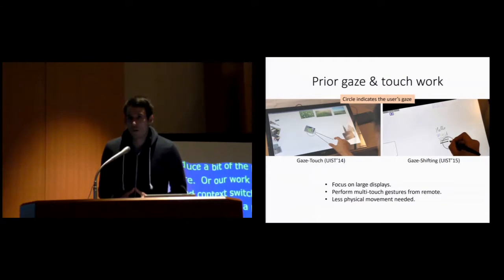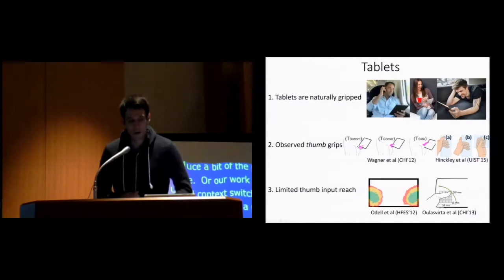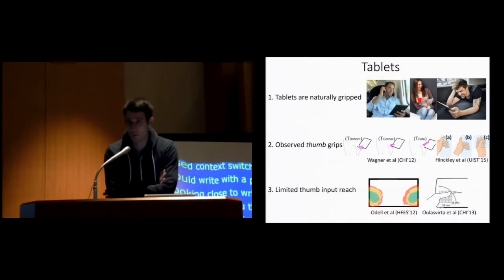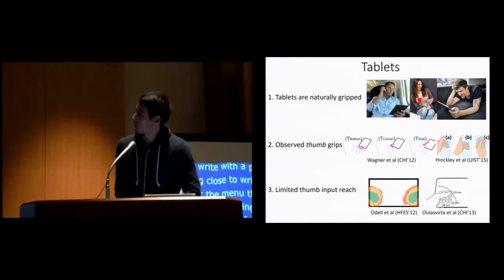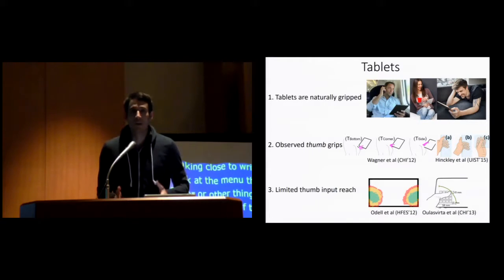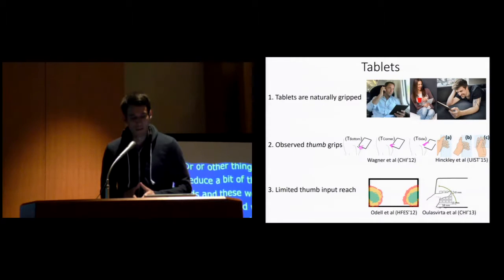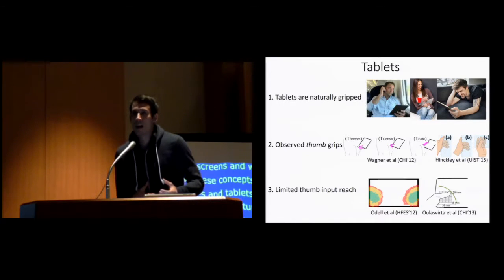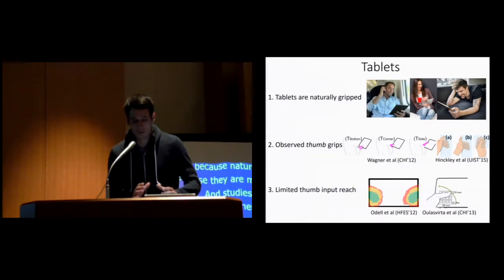And these works all focused on large screens. And we wanted to look at how these concepts apply to tablet devices. Tablets are a bit different because naturally, users grip tablets because they are mobile and you hold them. Studies observe different kinds of grips, and one of the more common ones are those grips where you hold them with a non-dominant hand, and you can still use your thumb for supportive touch interaction. However, the thumb is kind of limited in reach because you can only reach as far as your thumb goes.